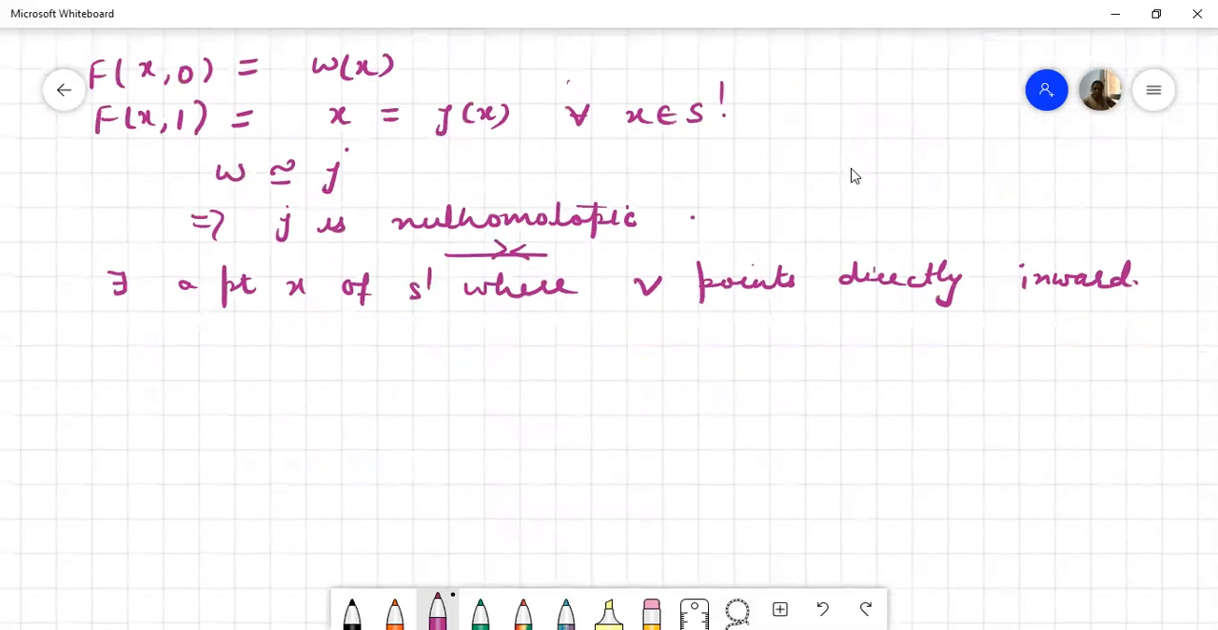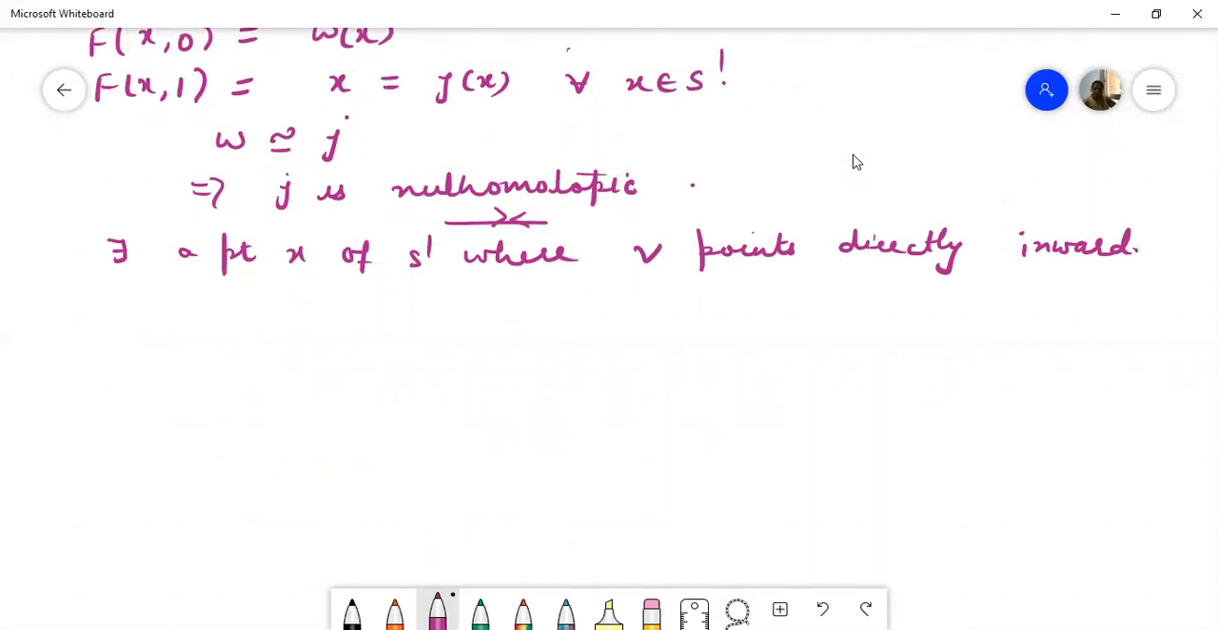But for the point where v points directly outward, we take the vector field −v(x) instead of v. Now if v is a non-vanishing vector field, then −v is also a non-vanishing vector field. And then by the above result, there exists a point x in S¹ where −v points directly inwards, which means v(x) points directly outward at that point. And this completes the proof of the result. Now using this result, we will prove Brouwer's fixed point theorem. Fixed point theorems are very important in the theory of topology and in mathematics.